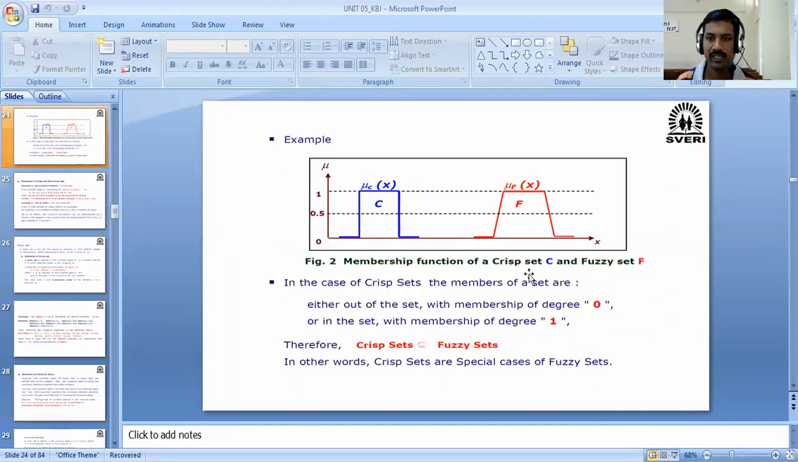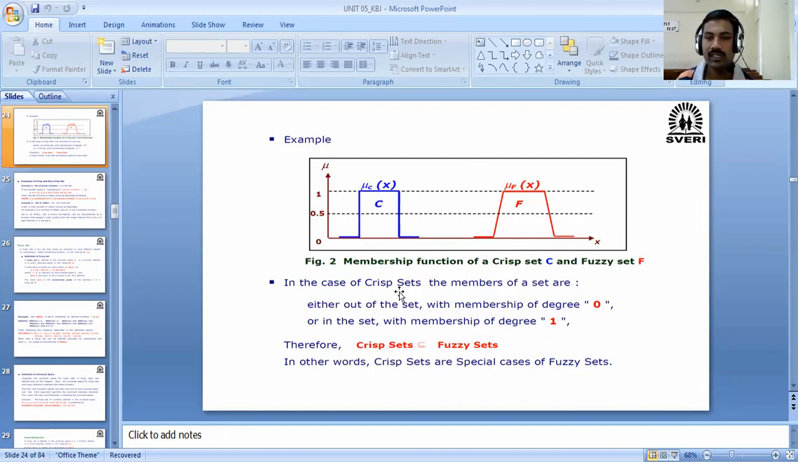Next example, again it is written: the membership function of a crisp set. Okay, crisp set's membership. If you draw the wave, then it is in the form of a square. But it is inclined in nature. The waves, if you draw it, is an incline.